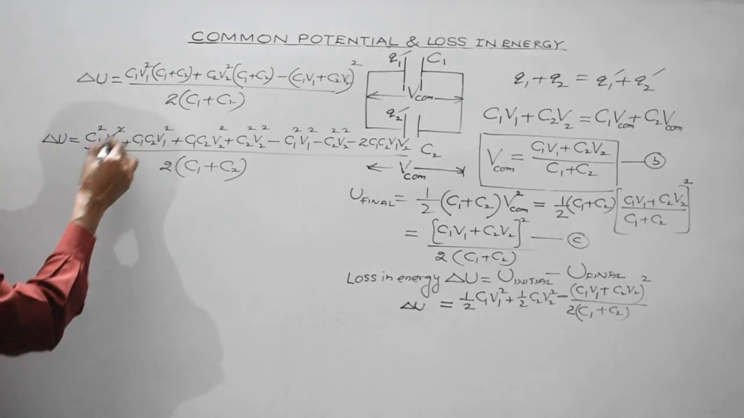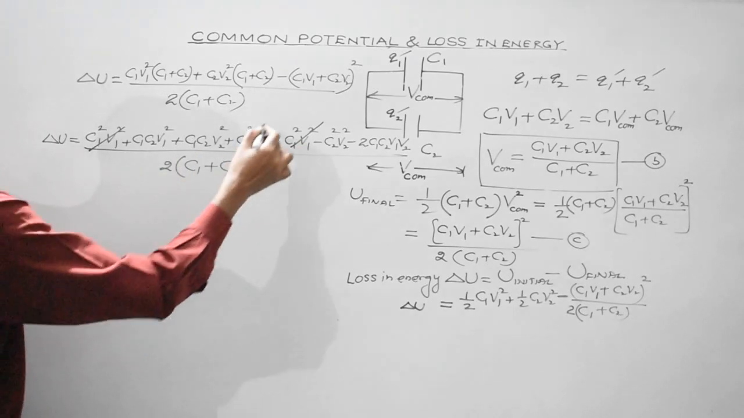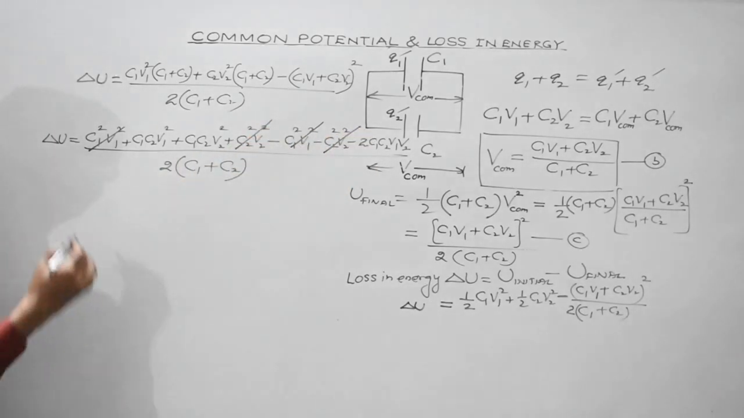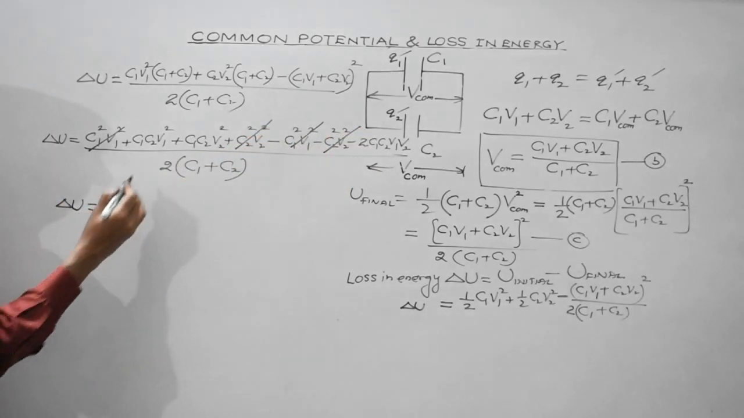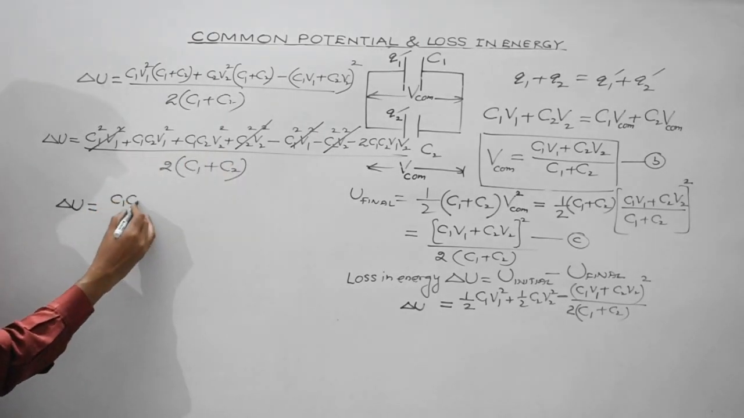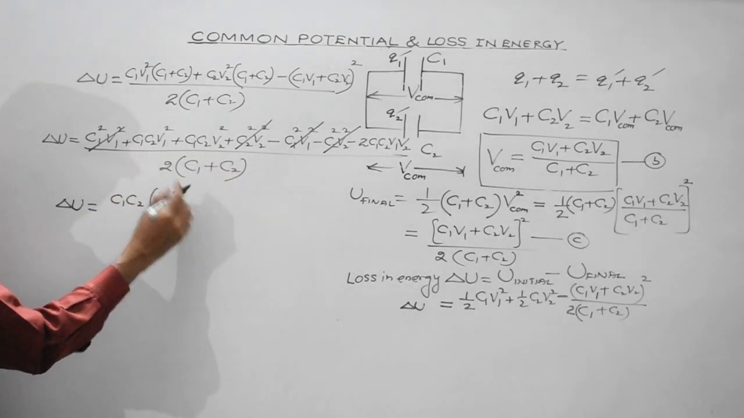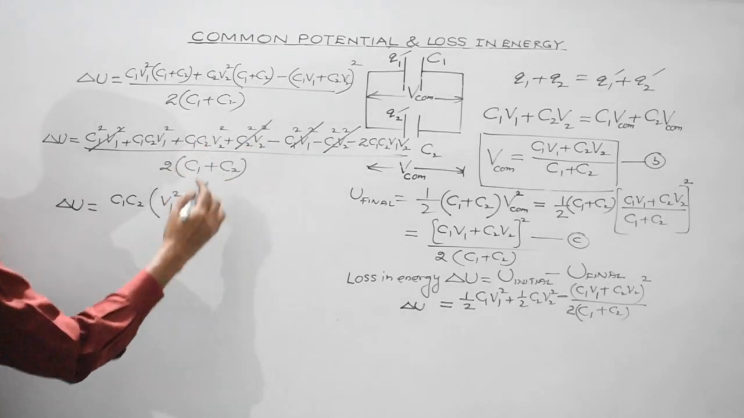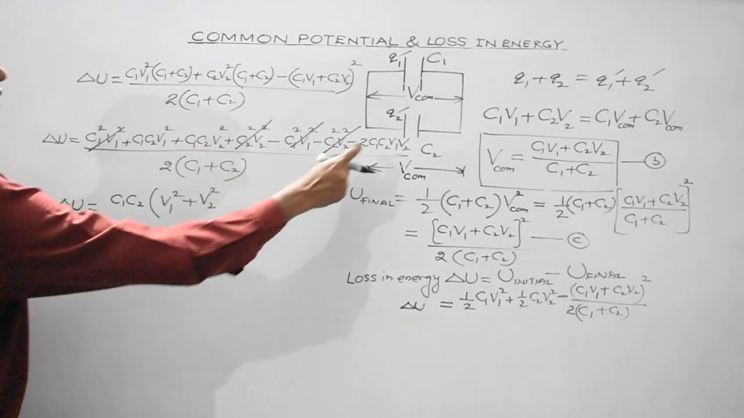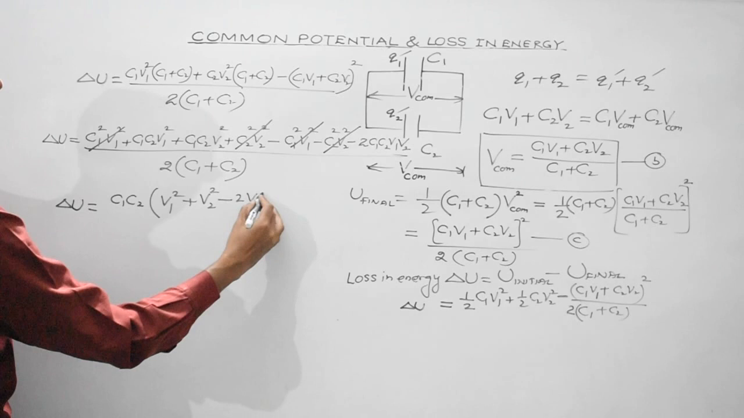Still further, it will get cancelled. C2 square V2 square will also get cancelled. So we'll be left with C1 C2, I think it can be taken as common. We'll be left with V1 square here, V2 square here, and over here we'll be left with minus twice V1 V2.